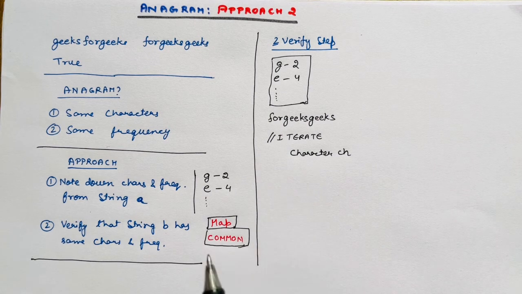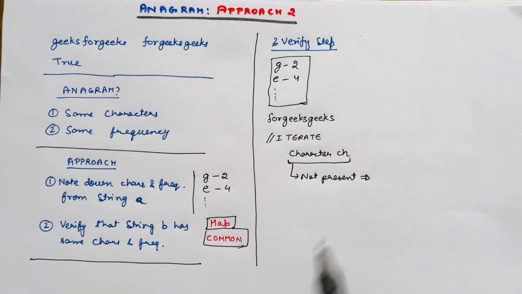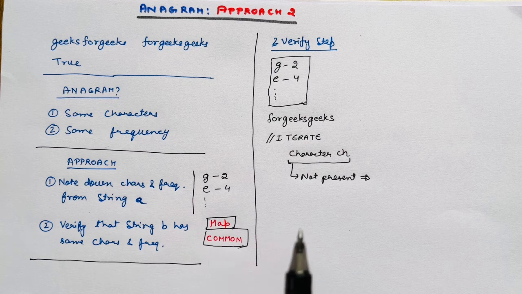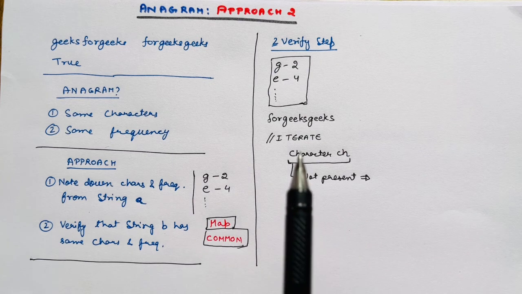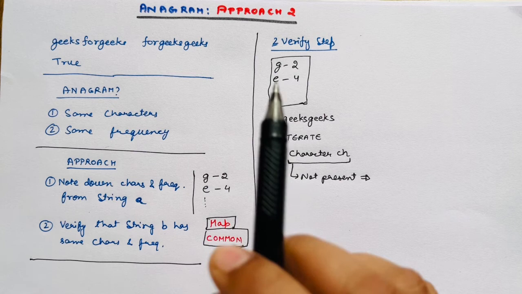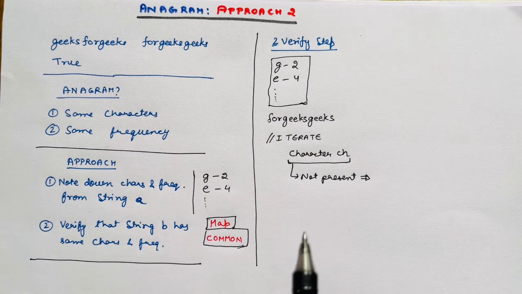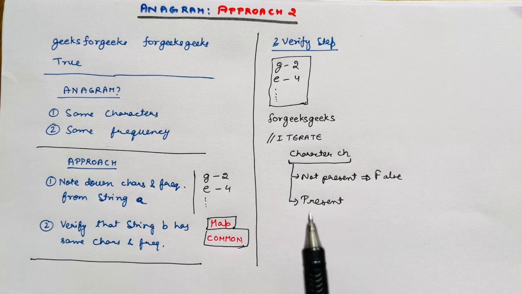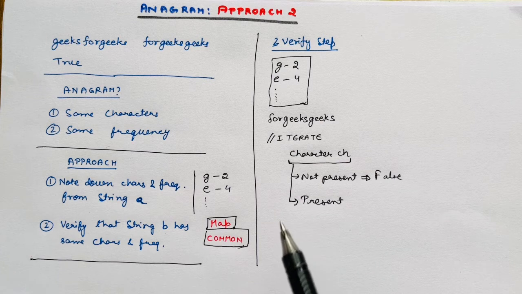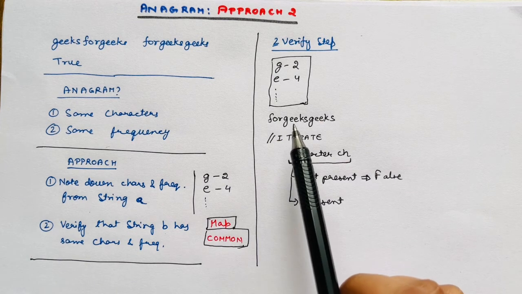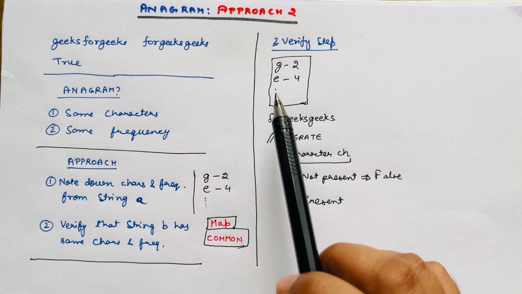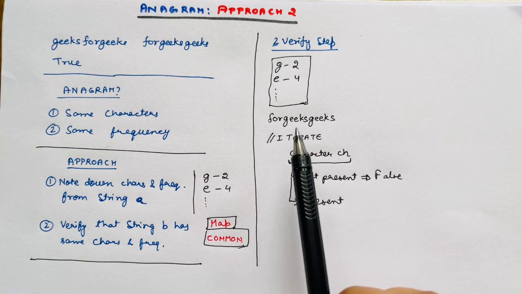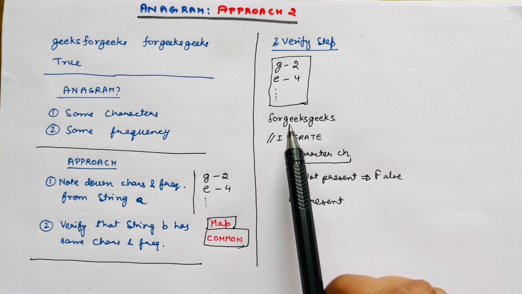Let's say it is not present in the map. If it is not present, can we not say that the two strings are not anagrams? Why? Because the second string contains a character that the first string does not. So in this case, these two strings are definitely not anagrams. Now let us take the case that the character is present. Let us take an example. Let's say we encountered this first E. Now we know that E comes 4 times in the first string. But here we have just seen the first E so far.